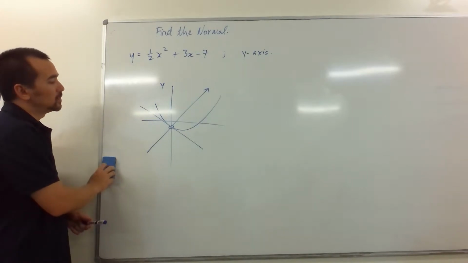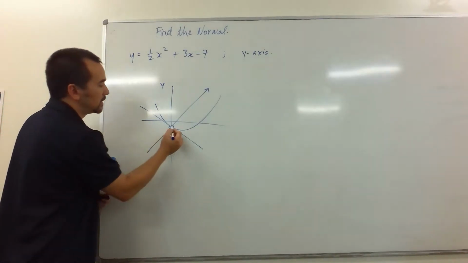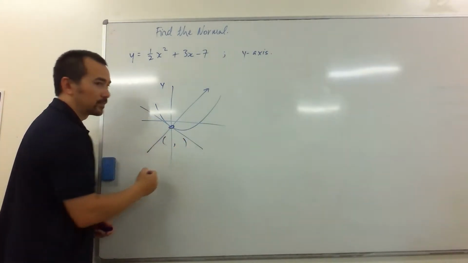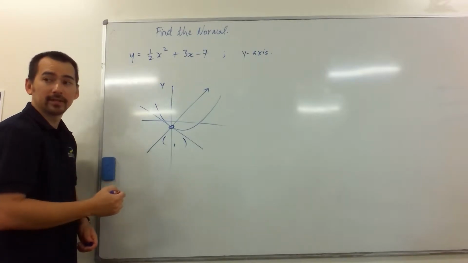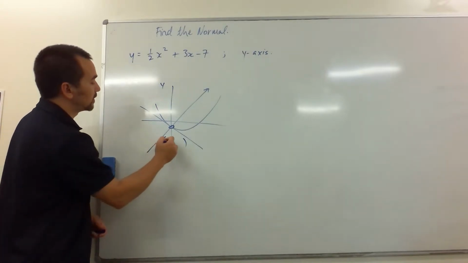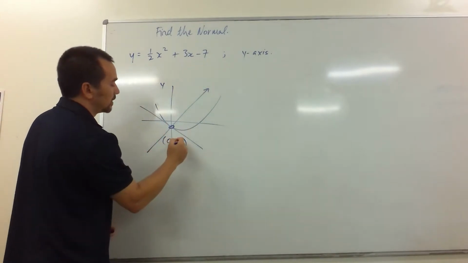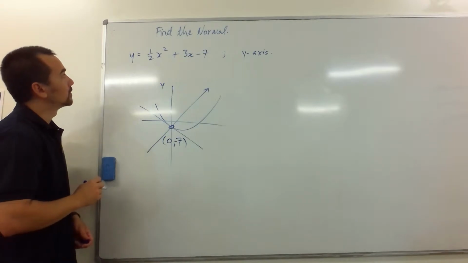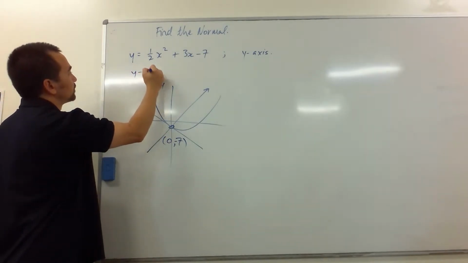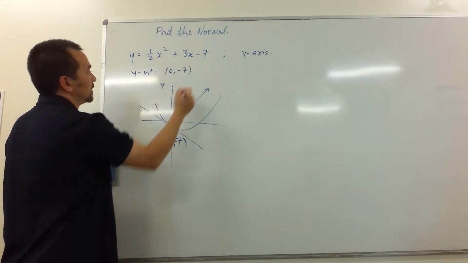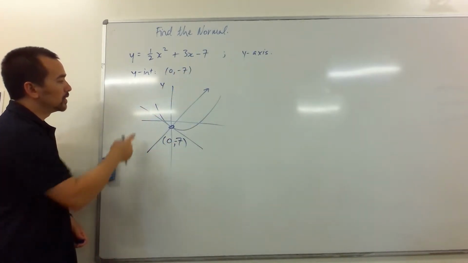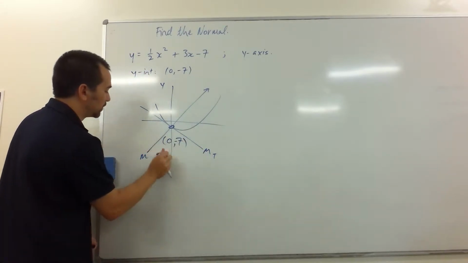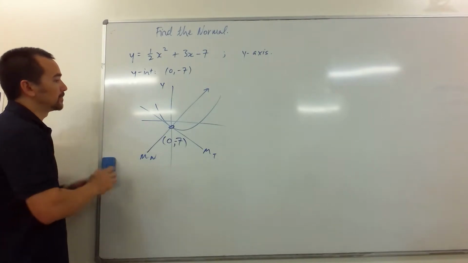Is it fair enough that we need this coordinate? And what do we know about this coordinate? It's 0, negative 7. X is definitely 0, and when x is 0, the y value is negative 7. Very good. So we'll say the y-intercept is 0, negative 7. And now that we have a coordinate, we can start to solve the gradient of the tangent and the gradient of the normal.